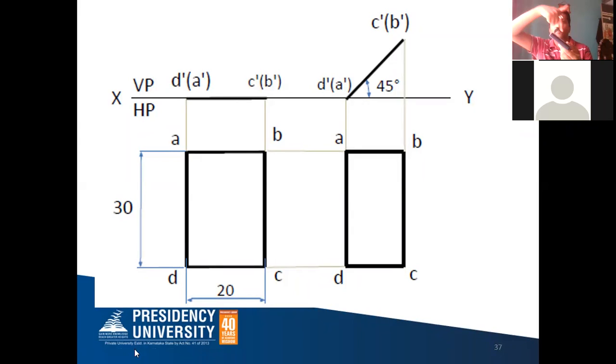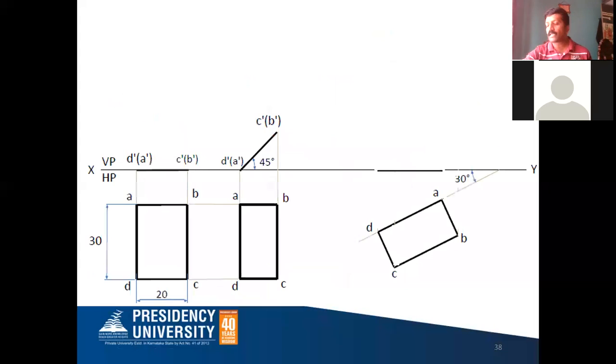The third position that he has given: the edge which is resting on HP, AD, is the edge which is resting on HP. Now it is perpendicular to VP. You have to tilt it either in this way or in this way so that the edge which is resting on HP, that is AD, should incline at how much? 30 degree to VP. Either you can draw the 30-degree line in this direction or else in this direction.